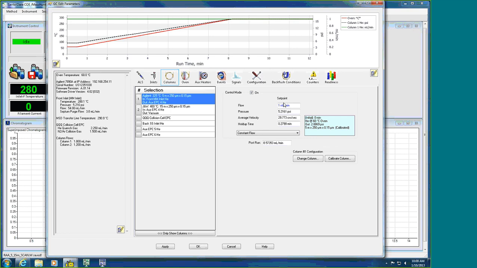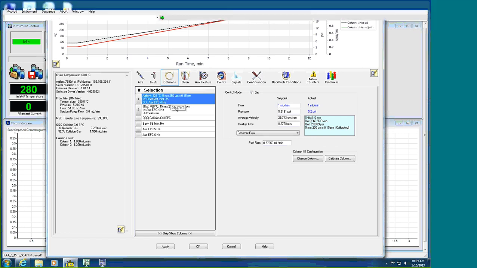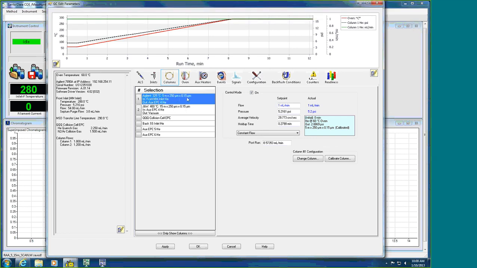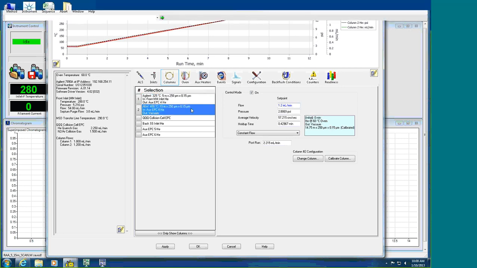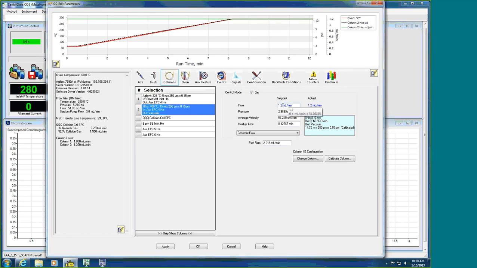We have our flow set up in this particular configuration. We have a 5 by 15 configuration, so we have a 5 meter column and a 15 meter column. If you notice here, the flow for the first column is 1 mL a minute, and the flow in the second column is 1.2 mL per minute. These columns are attached to one inlet via a 3-way splitter, an Agilent 3-way splitter that allows us to connect the two columns together.